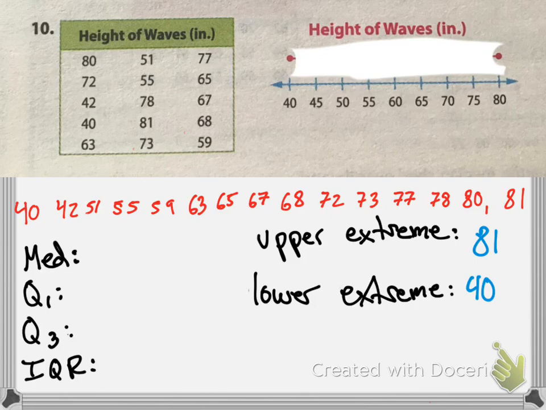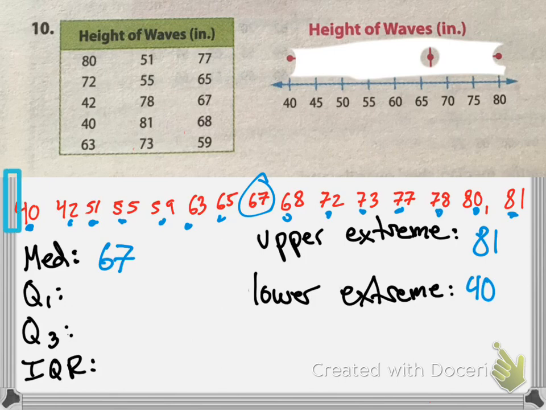Let's find our median. So I'm going to go cross, cross. I just don't want to cross them off really. Cross, cross, cross, cross, and up, I'm left with 67 in the middle. So my median is 67. So again, I'm going to put a dot over that 67 mark that I've got right there.